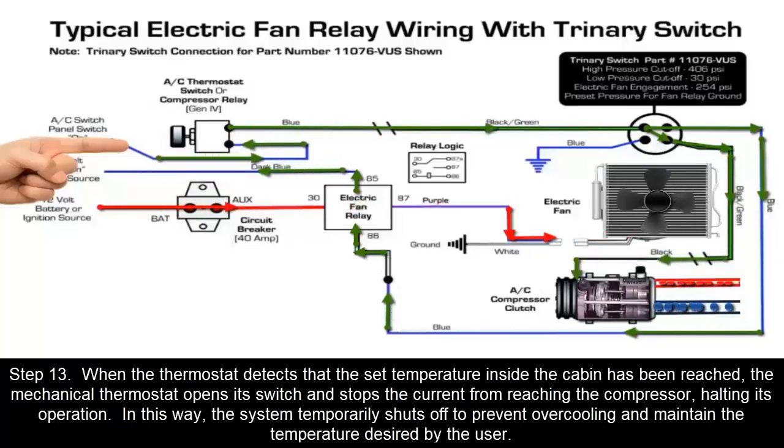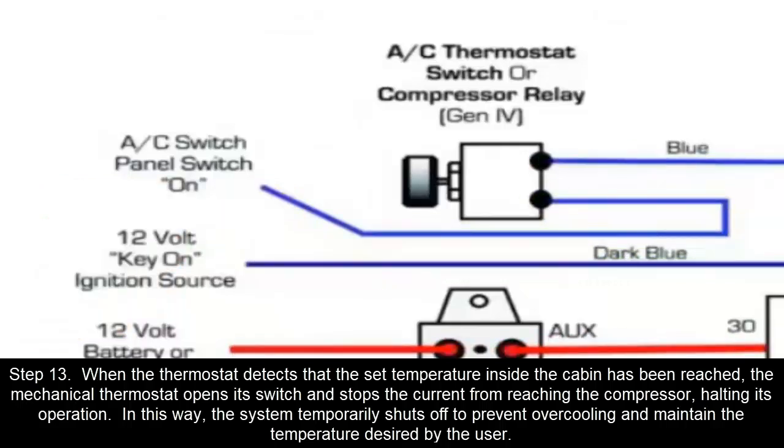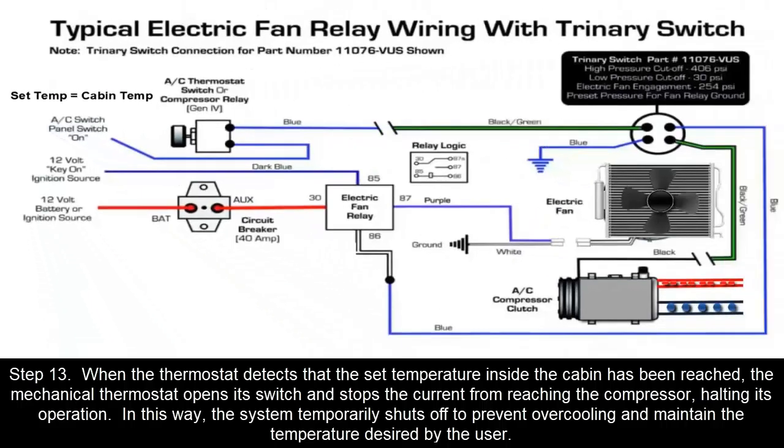Step 13. When the thermostat detects that the set temperature inside the cabin has been reached, the mechanical thermostat opens its switch and stops the current from reaching the compressor, halting its operation. In this way, the system temporarily shuts off to prevent overcooling and maintain the temperature desired by the user.